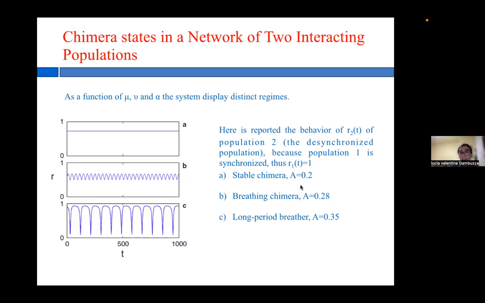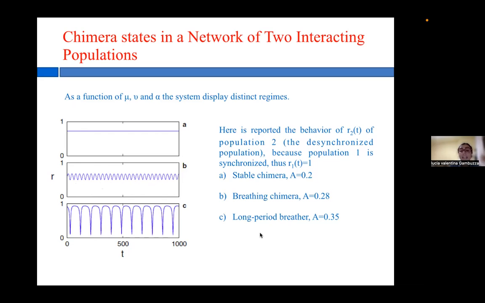In the second case, panel B, the two coupling strengths, mu and nu, have been chosen such that the difference is equal to 0.28. And in this case, we have the so-called breathing chimera. So we have a small fluctuation around a certain point, and this means that the units start to synchronize, then again the phases become incoherent, and again start to synchronize, and so on.